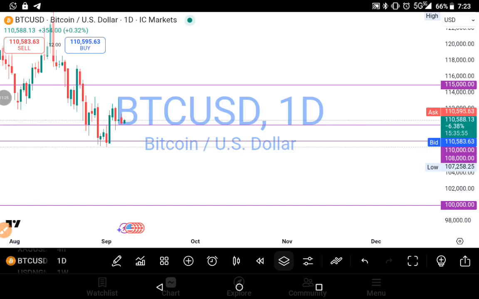So the coming week, I'll be watching whether 110,000 holds the price to the upside. Then we should be going for 115. But if the level 110,000 holds the price to the downside, then we should see 108 and below.